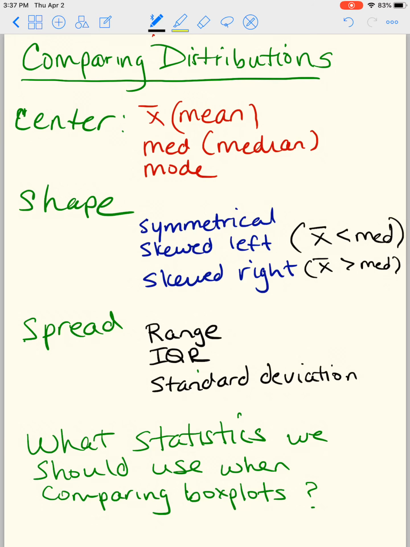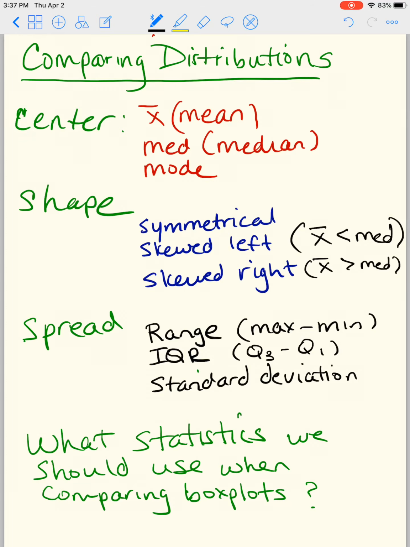We also are going to talk about the range, which is the max minus the min. We're going to talk about the IQR, which is the third quartile minus the first quartile. And the standard deviation, which I'm going to speak about later in a few videos down the road.